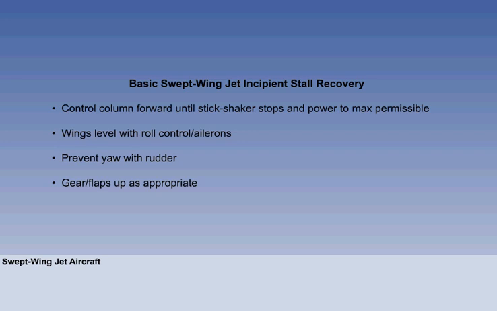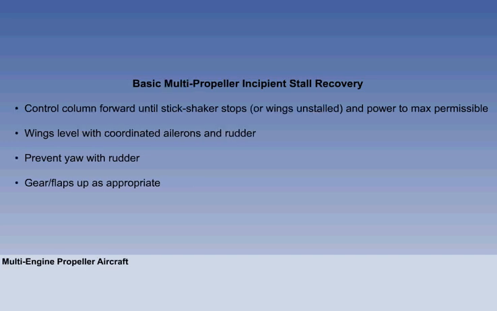At the stick shaker, either power on or power off, the aircraft can be recovered by moving the control column smoothly forward until the shaker stops, simultaneously increasing power to the maximum recommended to minimize height loss, and preventing or correcting any wing drop with roll control and rudder to balance, then raising gear and flaps at appropriate speeds if down.